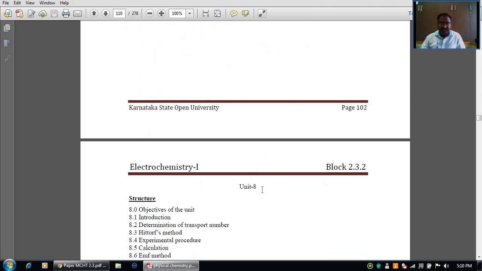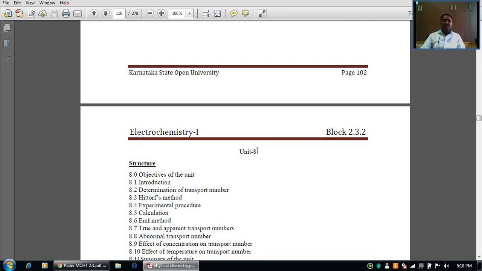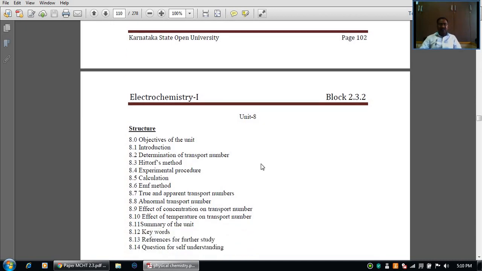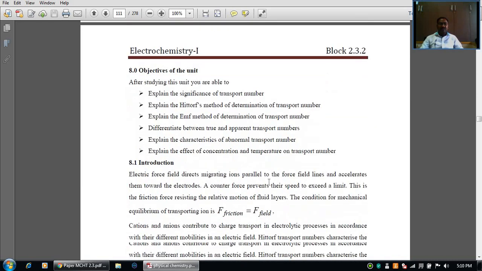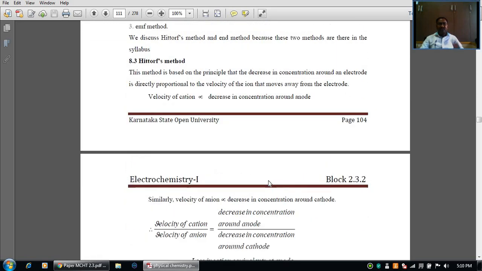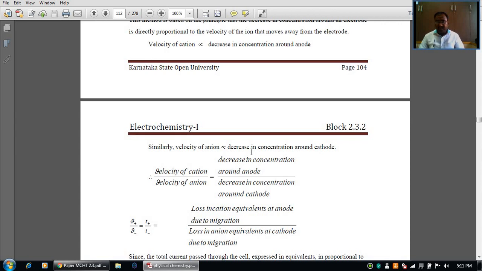The next unit, unit 8, the last unit of the second block. The Hittorf method is based on the principle that the decrease in concentration around an electrode is directly proportional to the velocity of the ion that moves away from that electrode. The velocity of the cation is directly proportional to the decrease in concentration around the anode. The velocity of the anion is directly proportional to the decrease in concentration around the cathode.